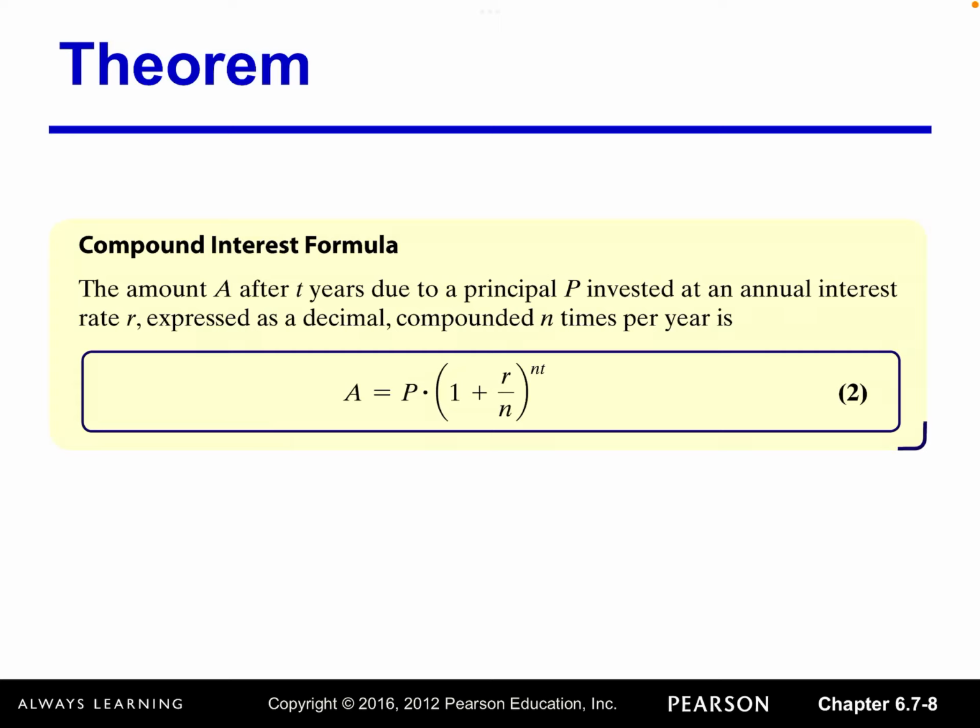So from the previous example, instead of calculating the interest each quarter, we can use the compound interest formula to find the account balance. The formula is given by A, which represents the account balance, the total money in the account after a certain period of time. P still represents the principal.